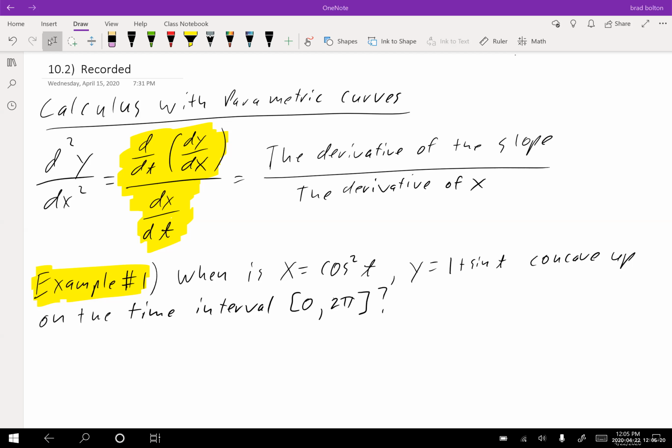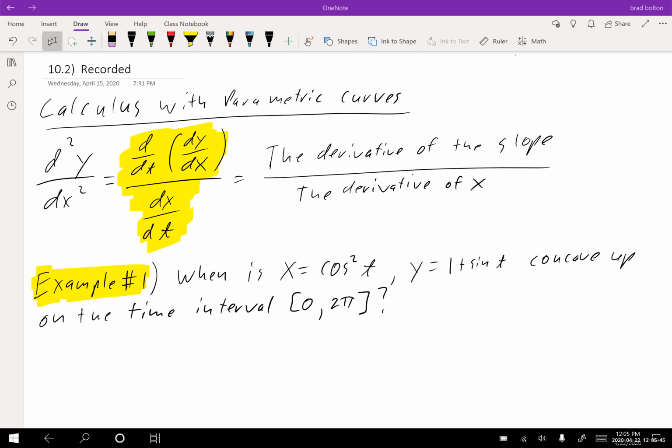Okay, we're going to finish derivatives and calculus with parametric curves or parameterized curves. So the first thing we have to do is look at how to find the second derivative. In the previous video, we ended with finding the first derivative and the formula we used for that. In this section, we're going to work with arc length and a few other things as well.